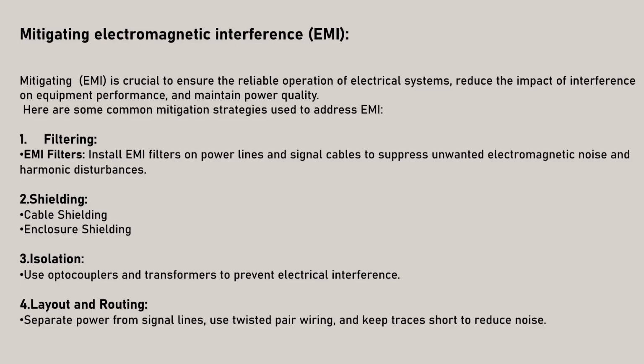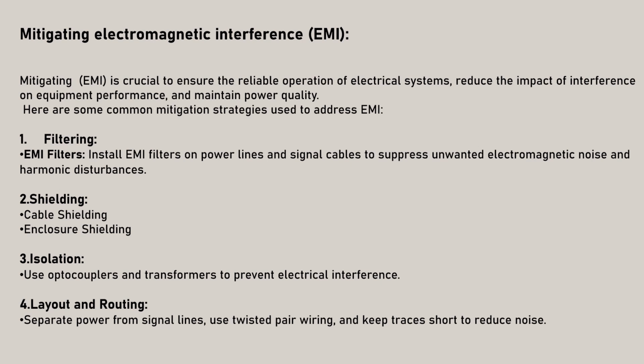Mitigating electromagnetic interference. Mitigating EMI is crucial to ensure the reliable operation of electrical systems, to reduce the impact of interference on equipment performance, and to maintain power quality. Here are some common mitigation strategies used to address EMI. The first one is filtering.